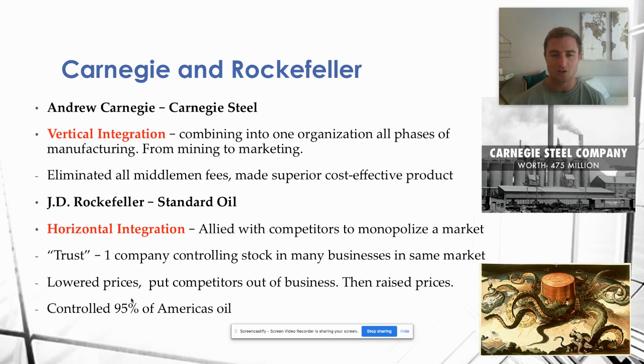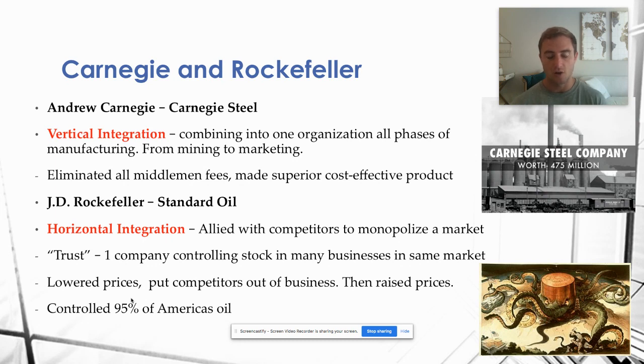And horizontal integration, instead of controlling all aspects of production, means he is going to attempt to eliminate all competition. And he does this by allying at first with the bigger oil companies around him so that they can put all of their business into one trust. And a trust becomes the bad word, the evil word in the later age of the Gilded Age, because this means one company, let's say J.D. Rockefeller's company, that controls ownership stake in all of the rest of the oil producers in this trust.